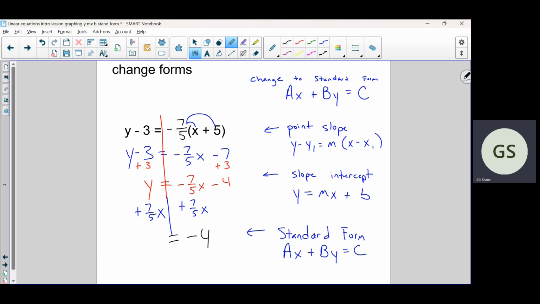The something times X plus the something times Y. So now I will tell you one thing that's wrong about this equation. There you go. That's just 7/5 X plus Y. You would never have a fraction here, because by definition, standard form just means those are all whole numbers, like integers.